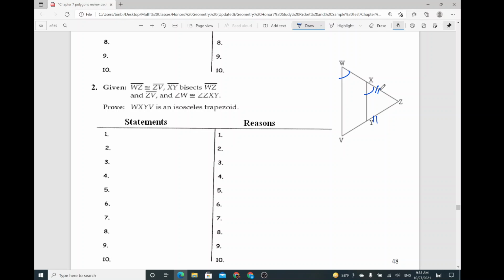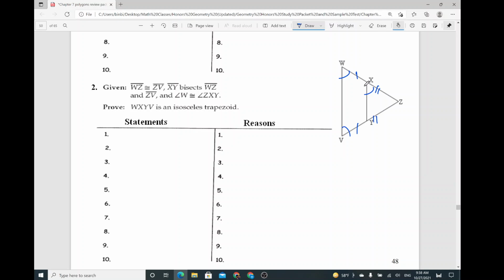Alright. So in order to show that this one is an isosceles trapezoid, we want to prove that these two line segments are congruent. The base angles got to be congruent as well. So the way to do it, one thing that we can state here is the triangles. It looks like we do have two similar triangles. So we want to prove that triangle ZXY is similar to triangle ZWV.